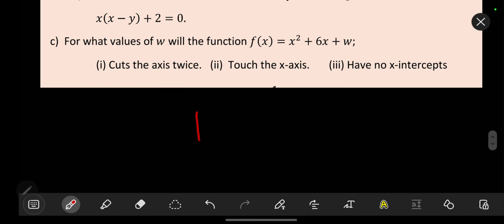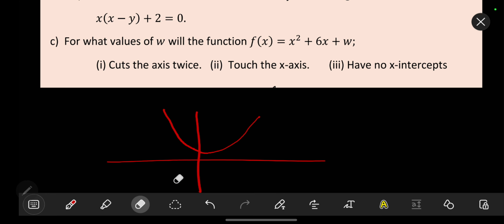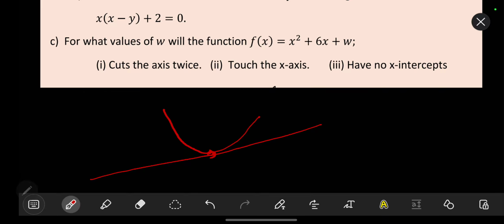Now remember, if we have a curve like this, it could be anything. If we have a curve like that, a tangent is a line that touches the curve at only one point. So that means this is already one repeated root, because it is a line that touches the curve at only one point. So that is what a tangent basically is.